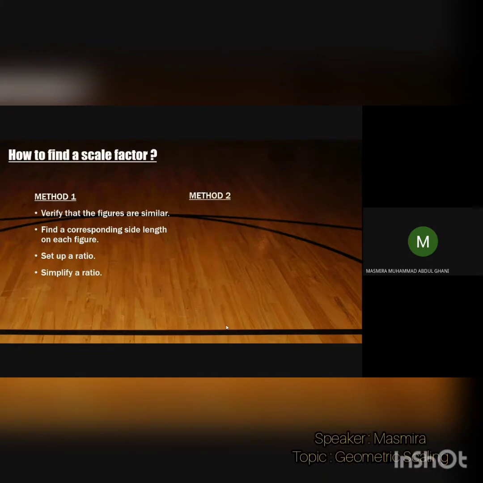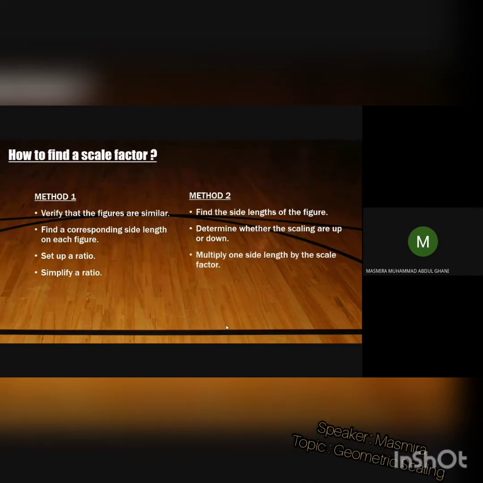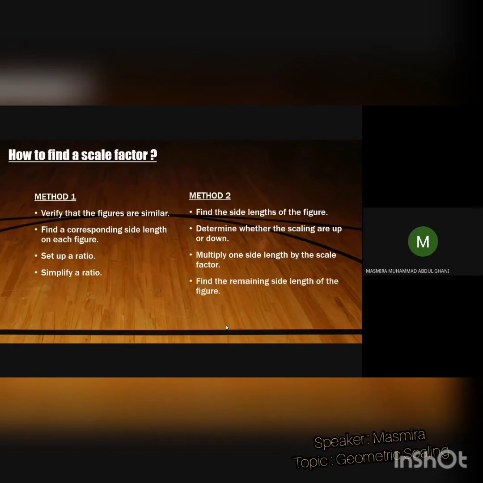Method 2: the first step is find the side length of the figure. The second step is determine whether the scaling is up or down. The third is multiply one side length by the scale factor. And the last is find the remaining side length of the figure.